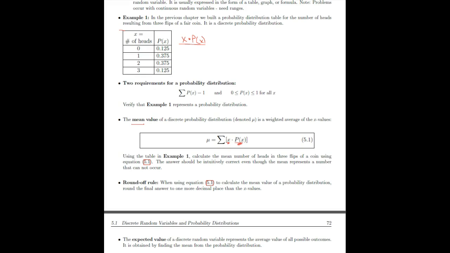And let's find all those products. So 0 times 0.125 is 0. 1 times 0.375 is just 0.375. 2 times 0.375 is, take out your calculator to figure that one out, it should be 0.75. And 3 times 0.125, again, if you take your calculator out, you'll find that is 0.375.